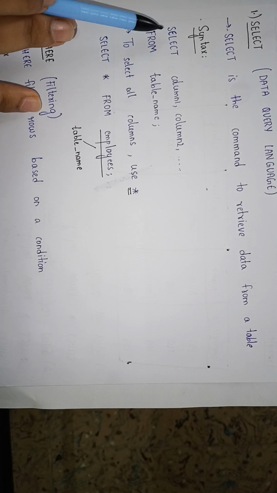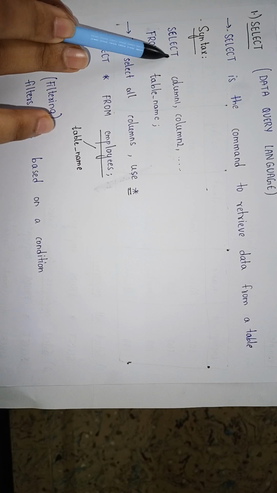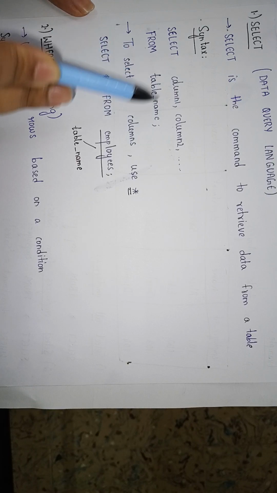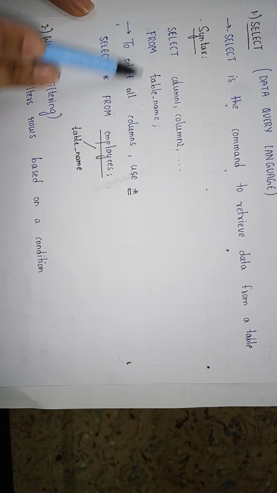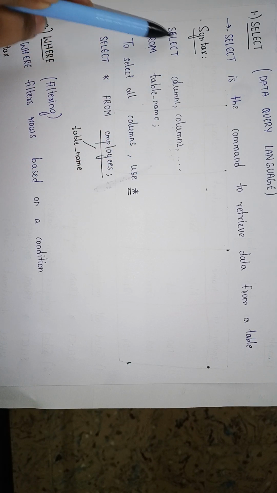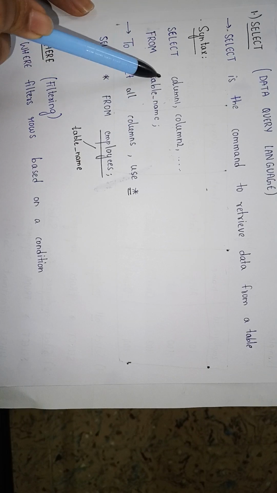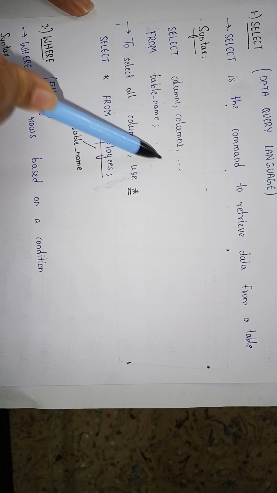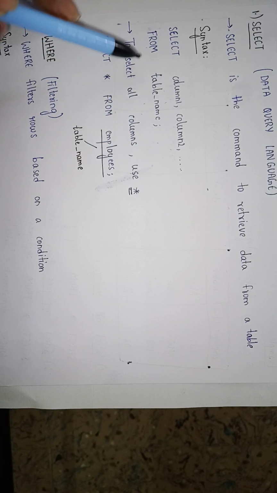The syntax of the select command is: select column names, whatever columns you want, from table name. So this is the syntax. It's very simple. You have to give the keyword select and the column names, whatever columns you want to fetch the details from, from the table name.